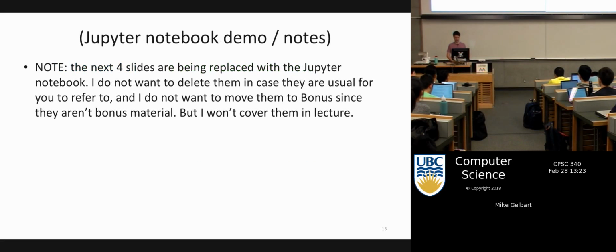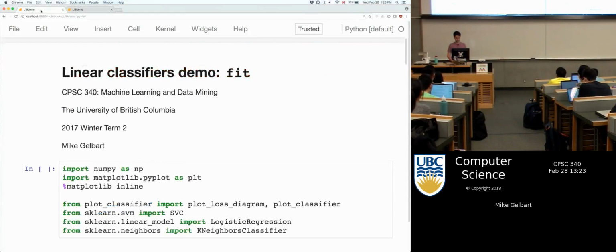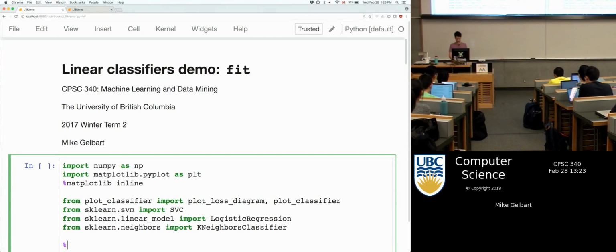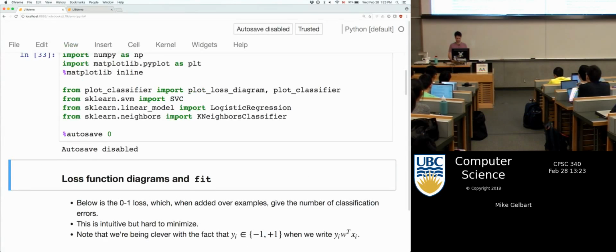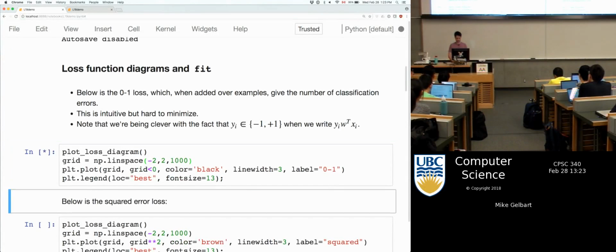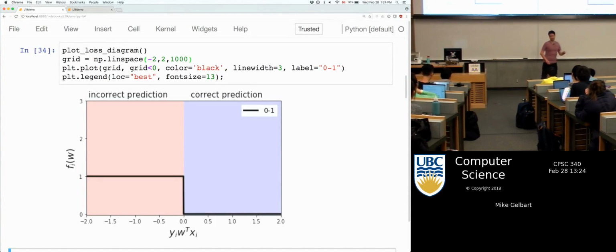OK. Let's go to the notebook. OK, first, I'm just going to show you the same diagrams we've been looking at, but with a very slight tweak. I've just played a little game here with the x-axis. I've multiplied it by yi.